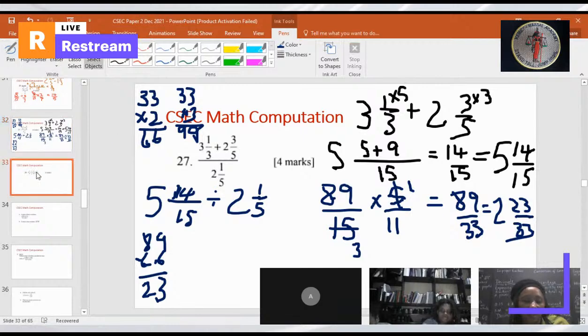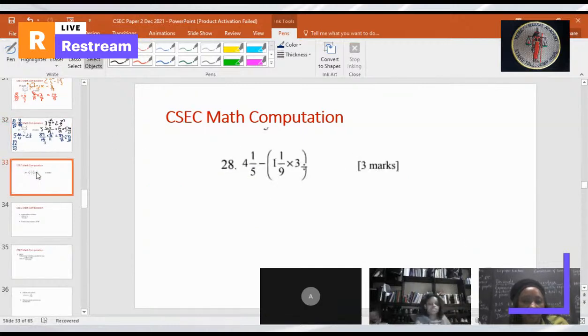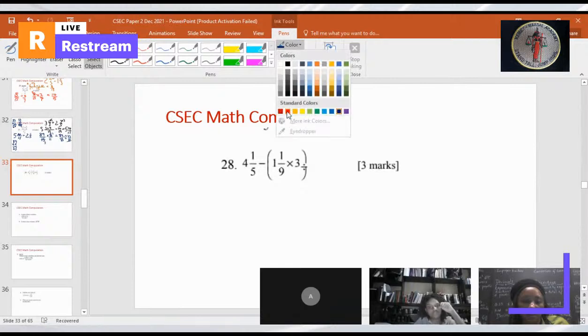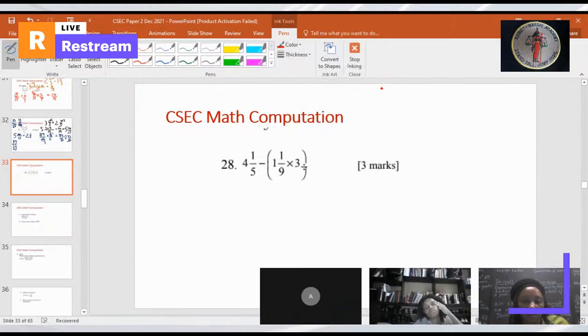All right, Imani, your turn. So for 1 over 5 minus 1 and 1 over 9 times 3. The first thing we're going to do is the bracket, which is 1 and 1 over 9 times 3. The bracket tells us to work that first, right?